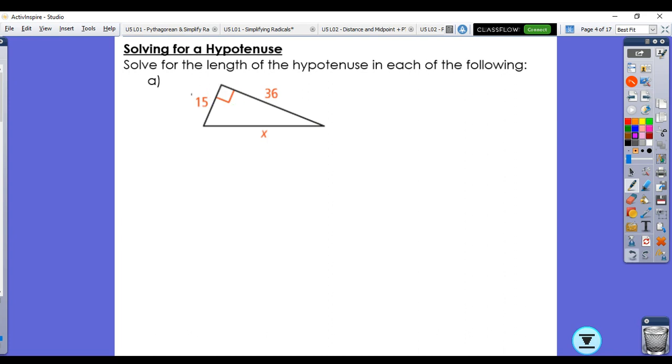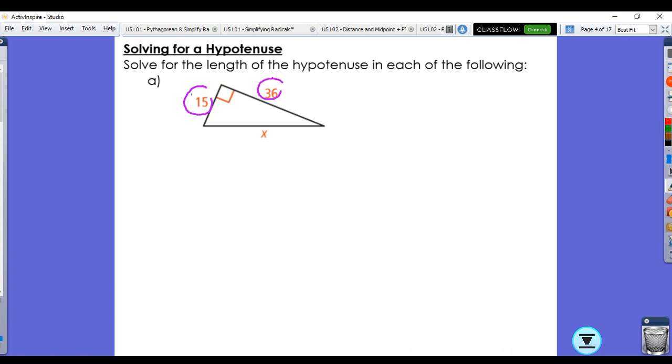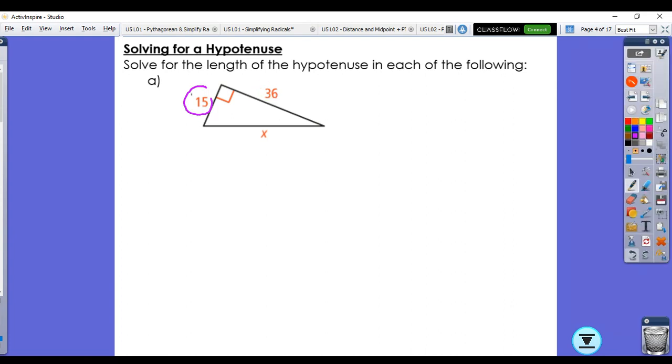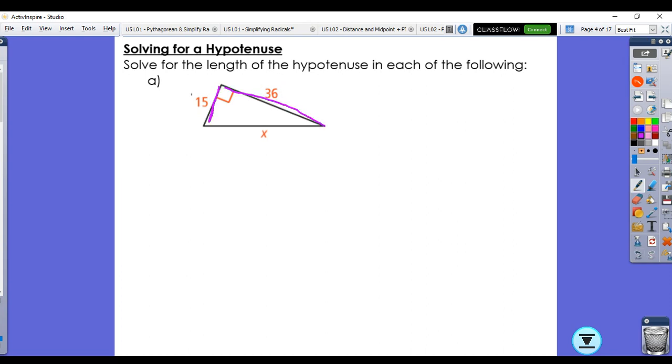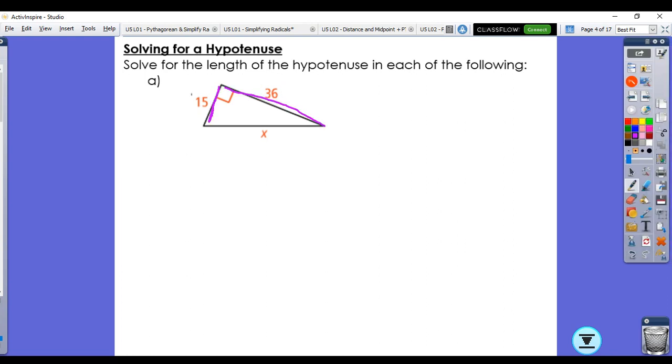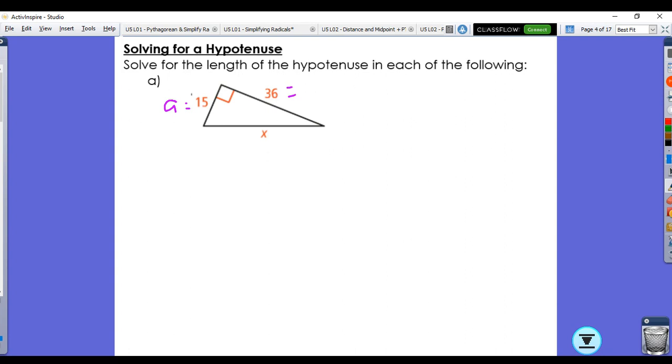That's important to note. So that means that the 15 and the 36, those are the legs of my right triangle, because those are the two shorter sides that are connected to the right angle. So it doesn't honestly matter if you label the 15 as A or if you label the 36 as A, but I'm just going to, for simplicity's sake, go 15 is going to be A and 36 is going to be B. So pretty straightforward.